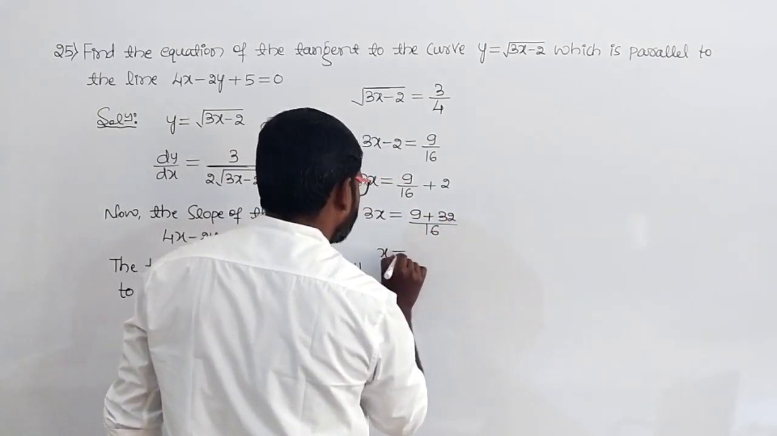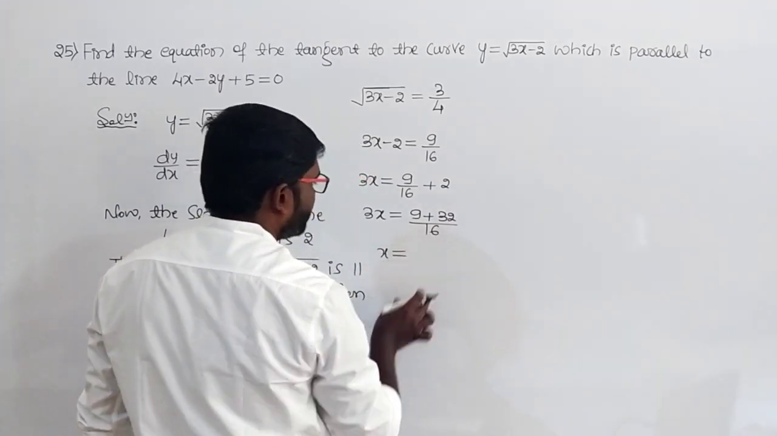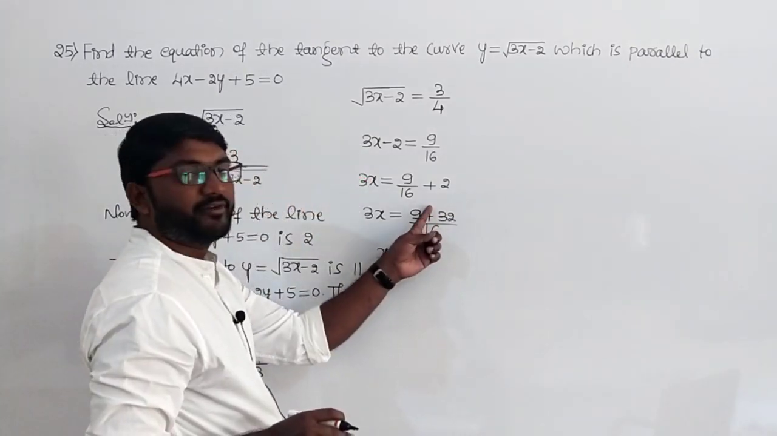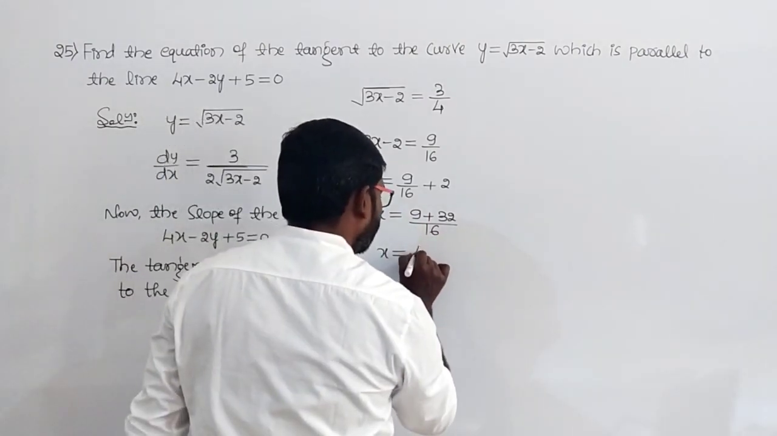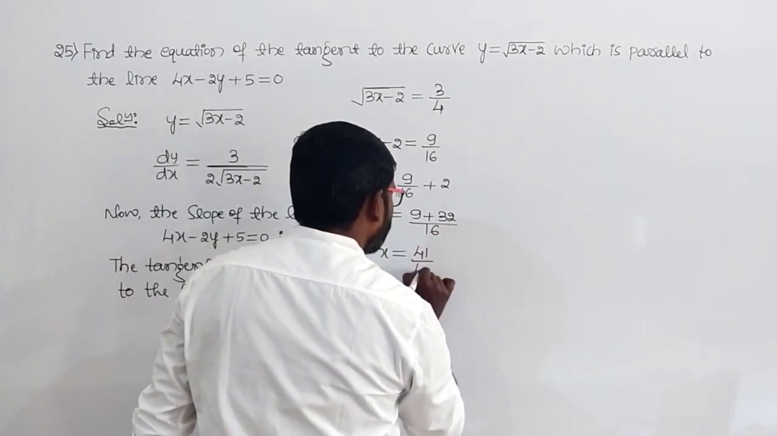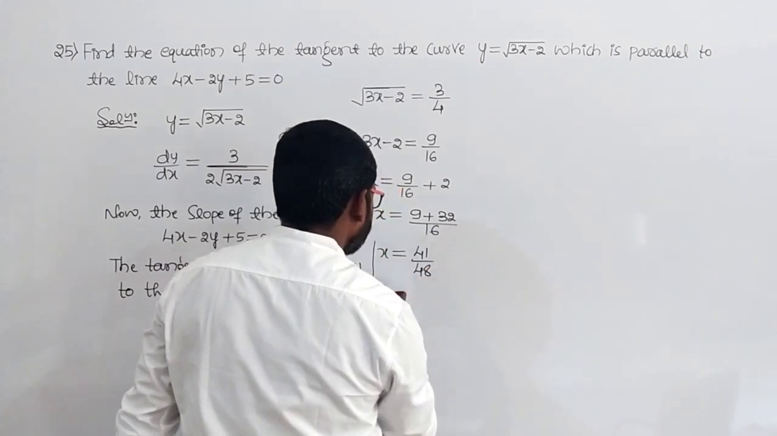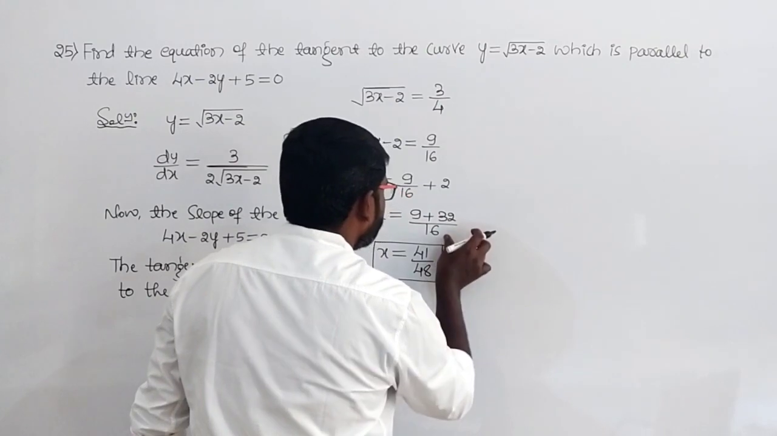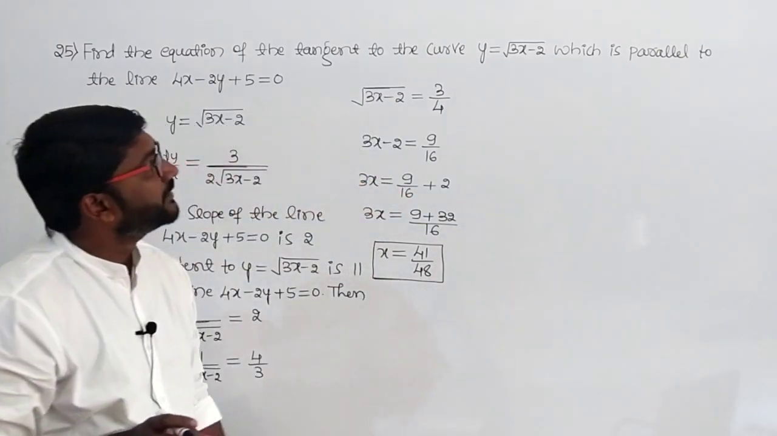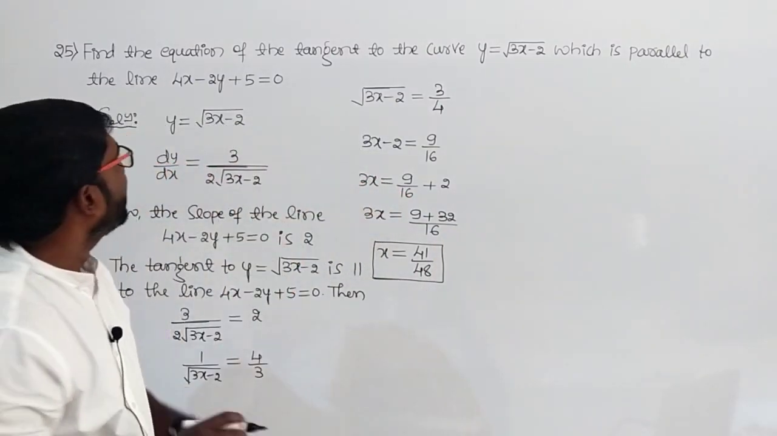So x equals, now 32 plus 9 will be 41, and take 3 to the RHS, it goes to the denominator. So you get 41 divided by 48. This is the value of x. Substitute this value of x in the given equation of the curve so that we get the value of y.